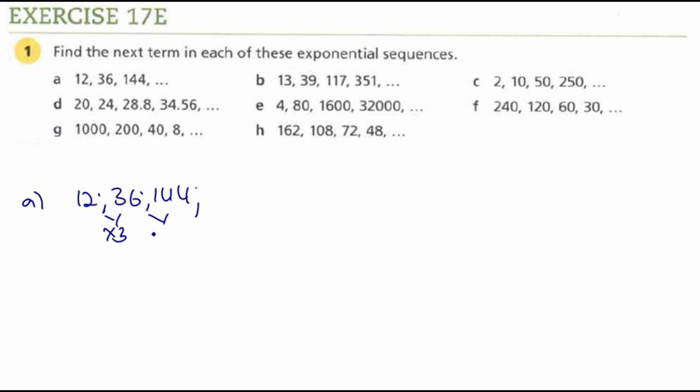From 36 to 144, we times by 4. So the next term we are going to times by 5. So the next term will be 720. 144 times 5.